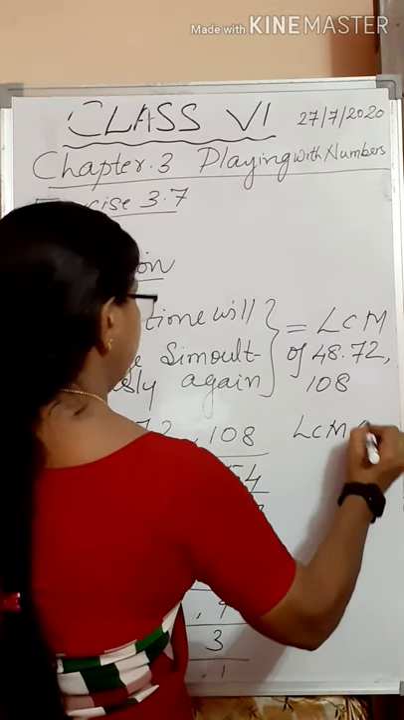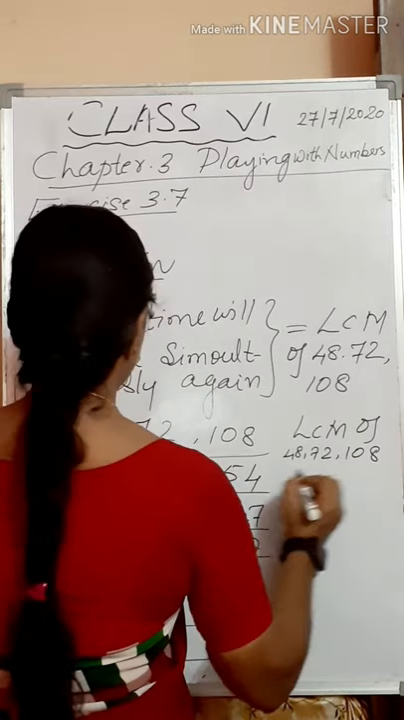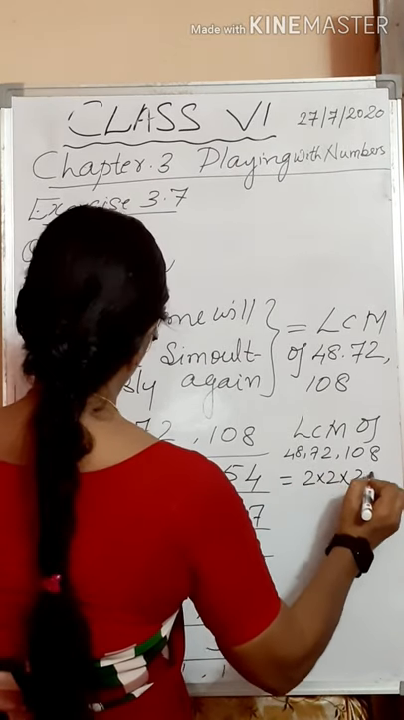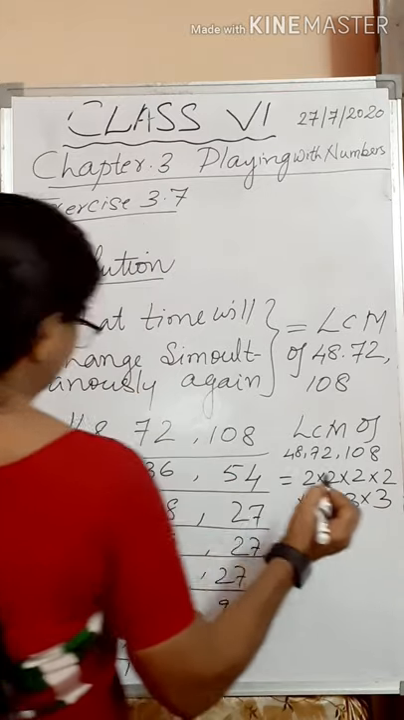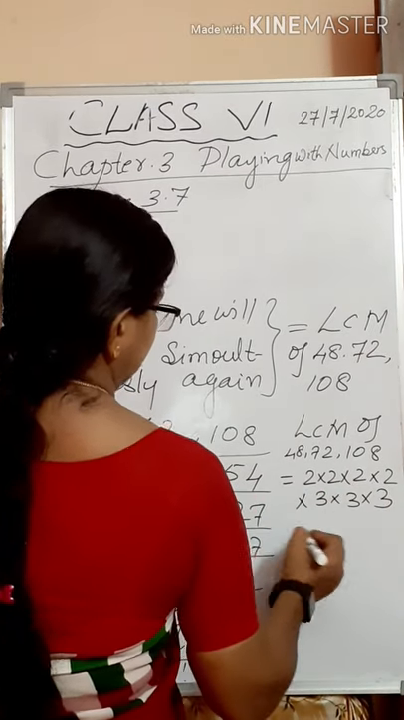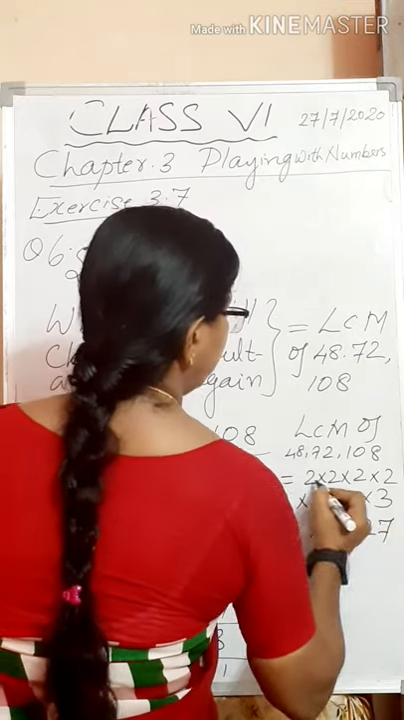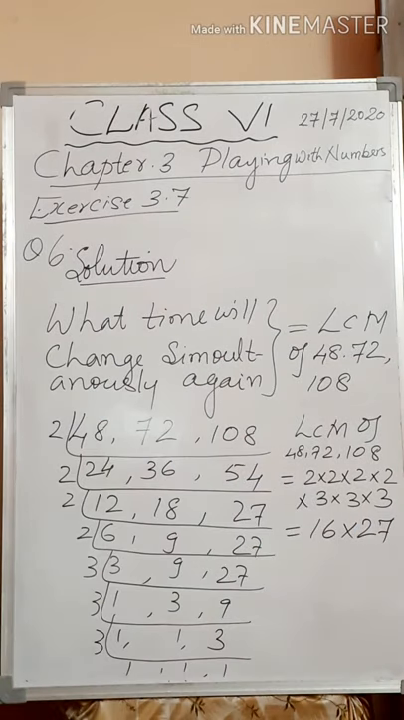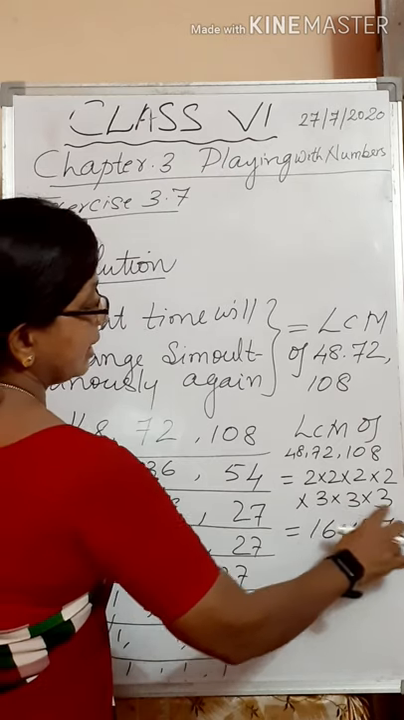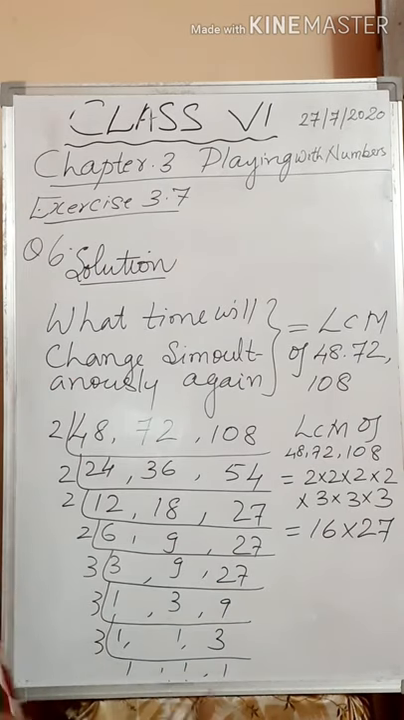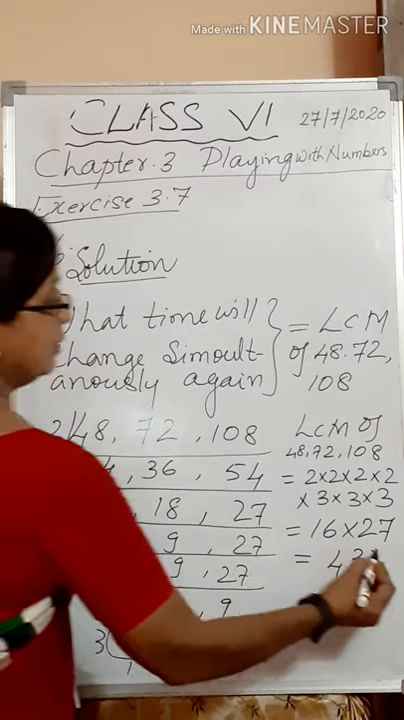LCM of 48, 72 and 108 is equal to 2 into 2 into 2 into 2 into 3 into 3 into 3. Twos: 2 twos are 4, 4 twos are 8, 8 twos are 16. 3 threes are 9, into 3, 27. 16 into 27, we get 432 seconds.